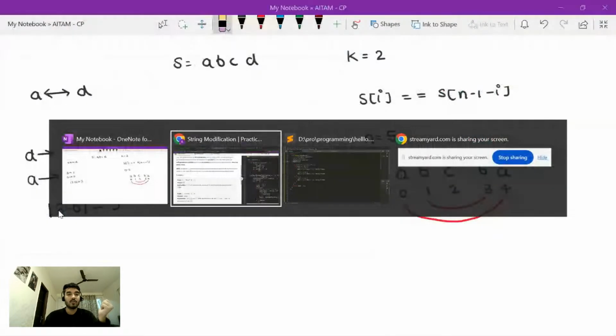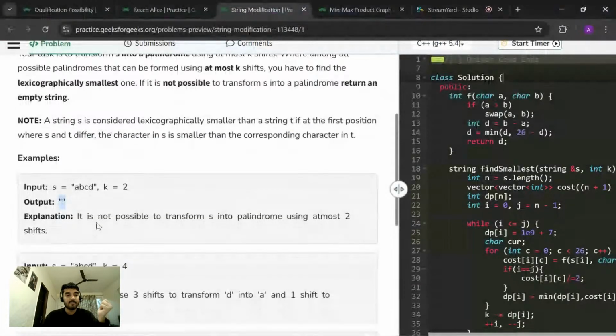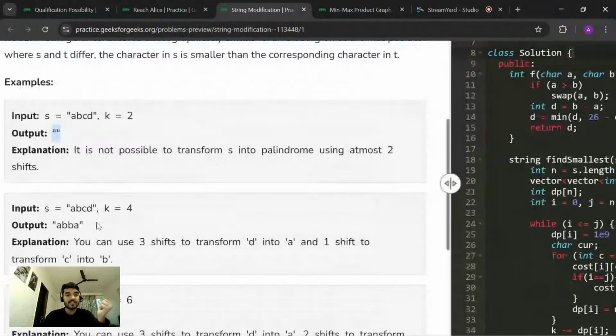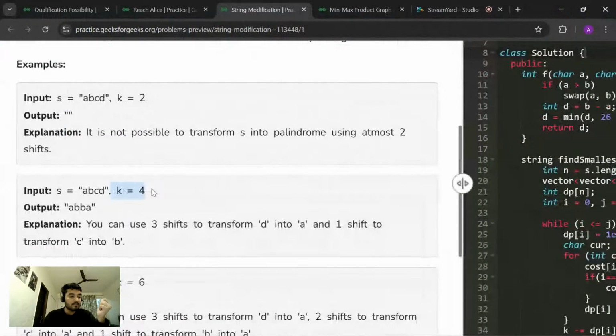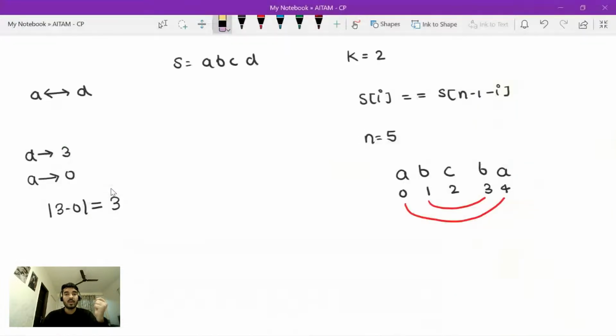Now let me explain the second sample input. For the second sample input, the value of k is equal to 4, and the given string is the same, ABCD. So now let's check if it is possible to convert this S into a palindromic string. The value of k is equal to 4.